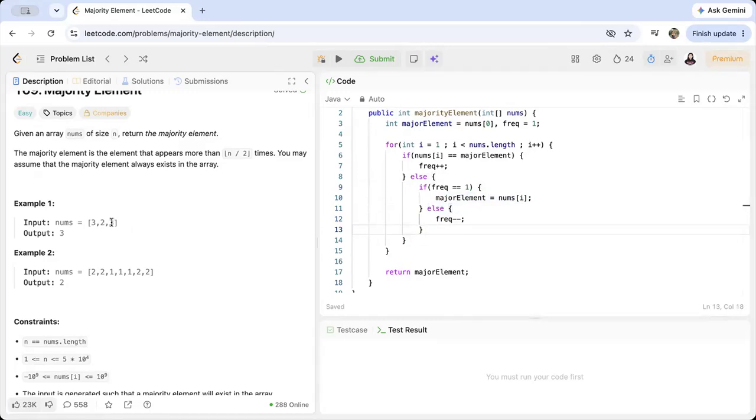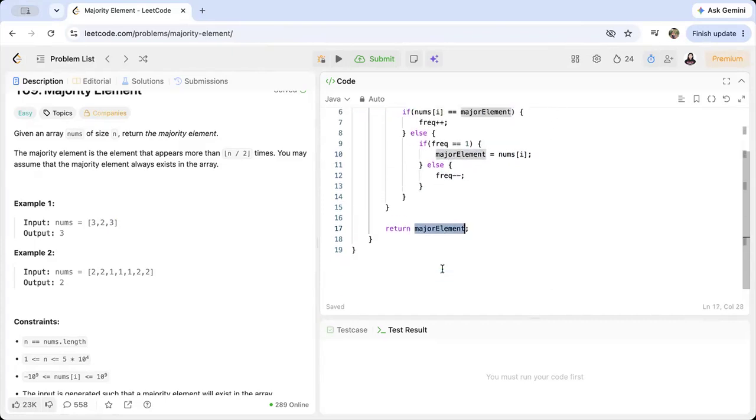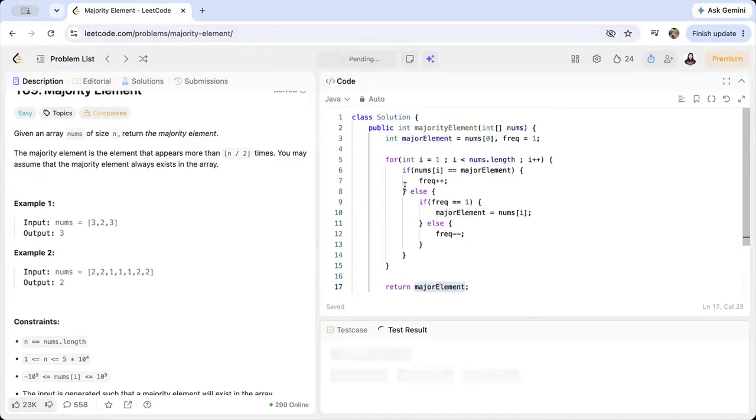Next up, we have 3. It is not equal to the majority element, so again my majority element becomes 3. And in the end, we are going to return the majority element. This is how the algorithm works. The time complexity is big O of n and the space complexity is big O of 1.